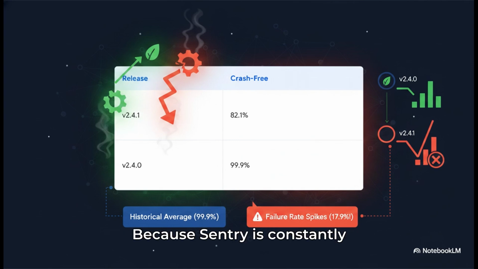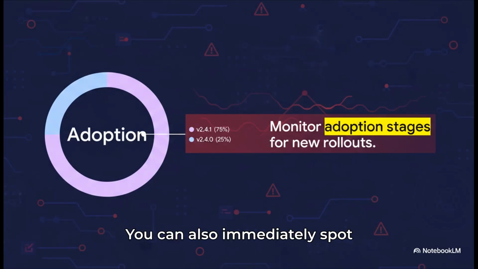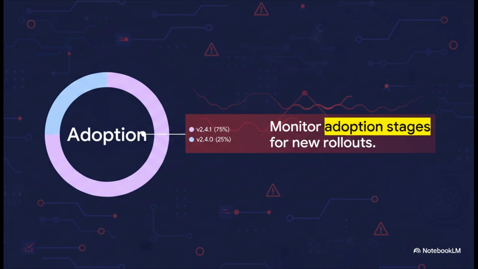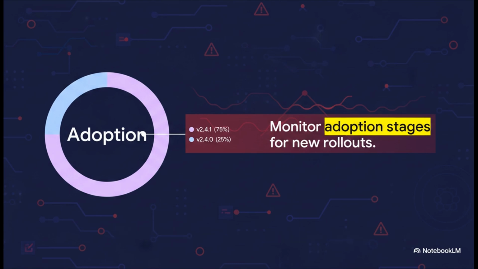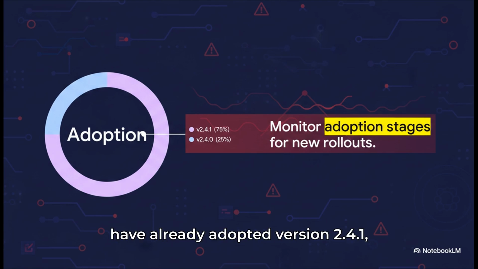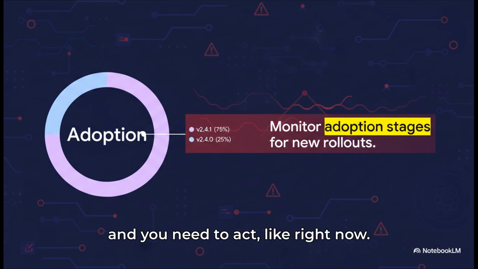Because Sentry is constantly comparing percentage-based metrics of the current release to your historical averages, you can spot these anomalies instantly, like way before your users start getting frustrated and churning. You can also immediately spot adoption curves, letting you know exactly what percentage of your users are currently exposed to this new, problematic version. If you're doing a canary release or some kind of phased rollout, this is absolutely critical. Seeing that 75% of your sessions have already adopted version 2.4.1, that tells you the blast radius is expanding rapidly, and you need to act, like, right now.